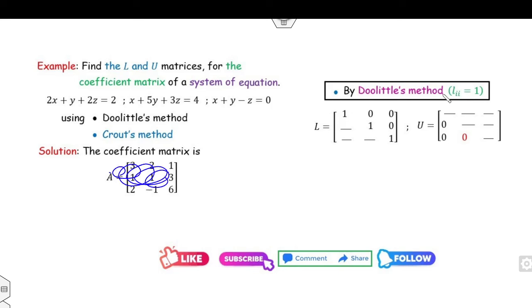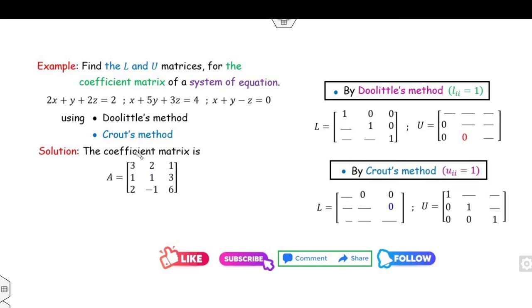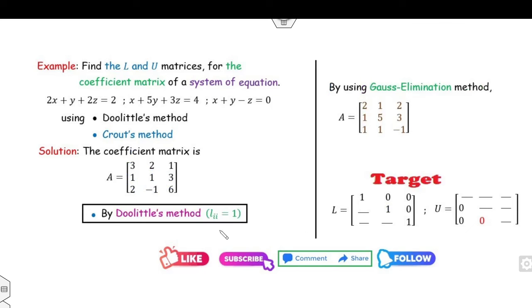If I use the Doolittle method, then your Lii are 1. If I use the Crout method, then your Uii is 1. Fine. So let's start firstly with the Doolittle method. Remember, this matrix is wrong, and this is the correct value: 2, 1, 2, 1, 5, 3, 1, 1, minus 1. If I use the Doolittle method, my target is to write the values into upper triangular form. So how can you do that? I use the Gauss elimination.